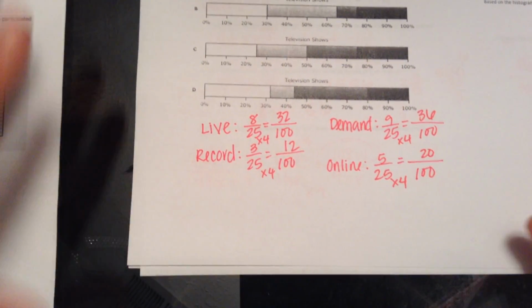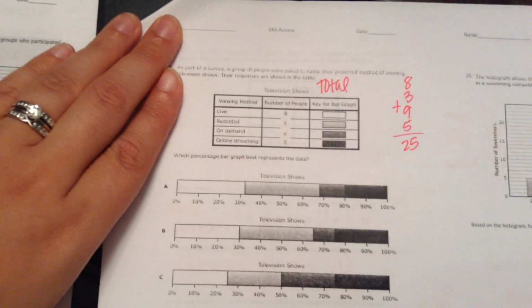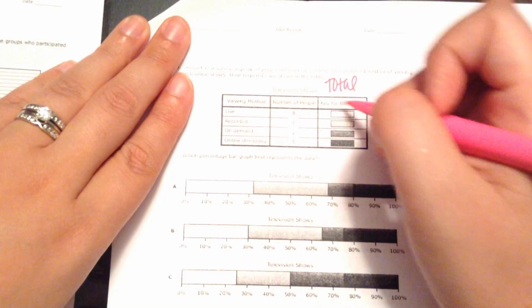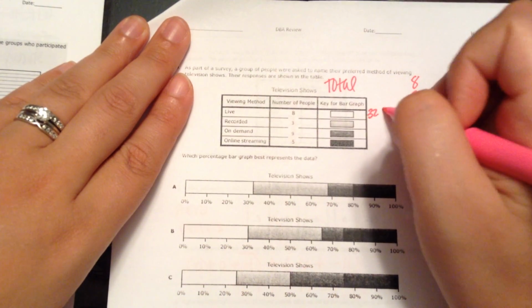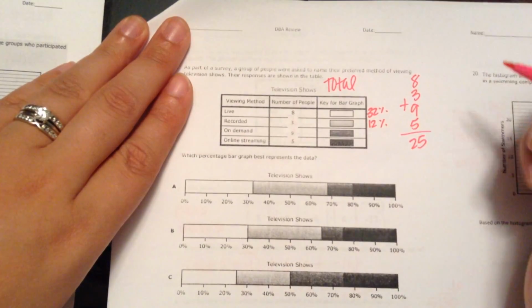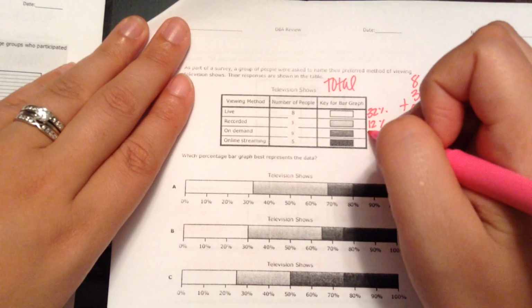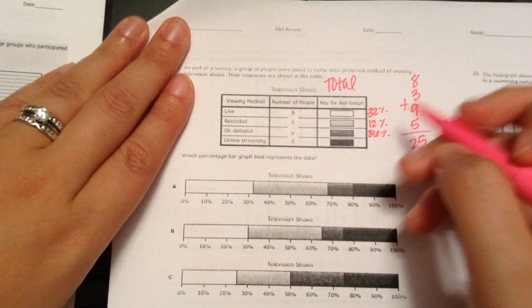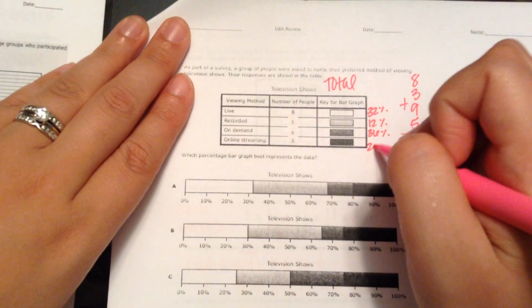Okay, so here are my percents. I'm going to go ahead and put them up here. This is going to be 32%. This is going to be 12%. This is going to be 36%. And the last one is going to be 20%.